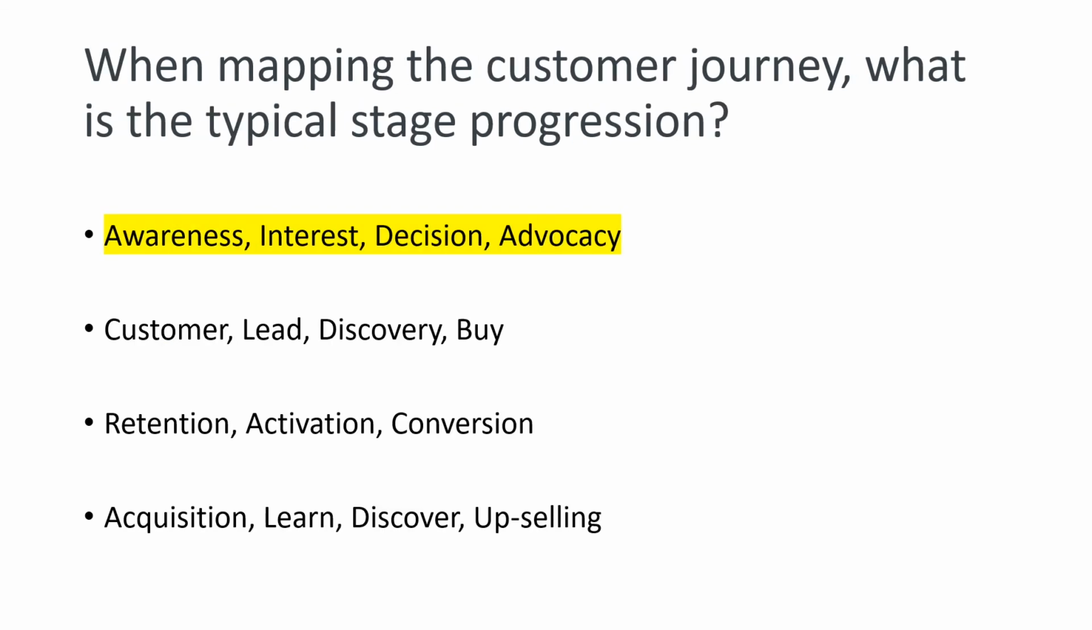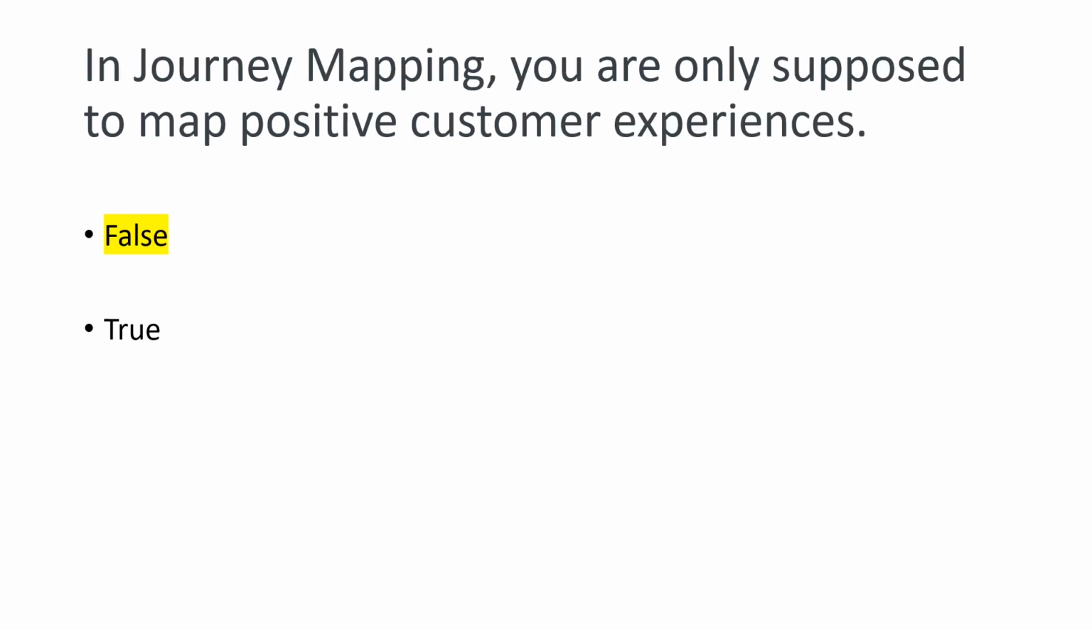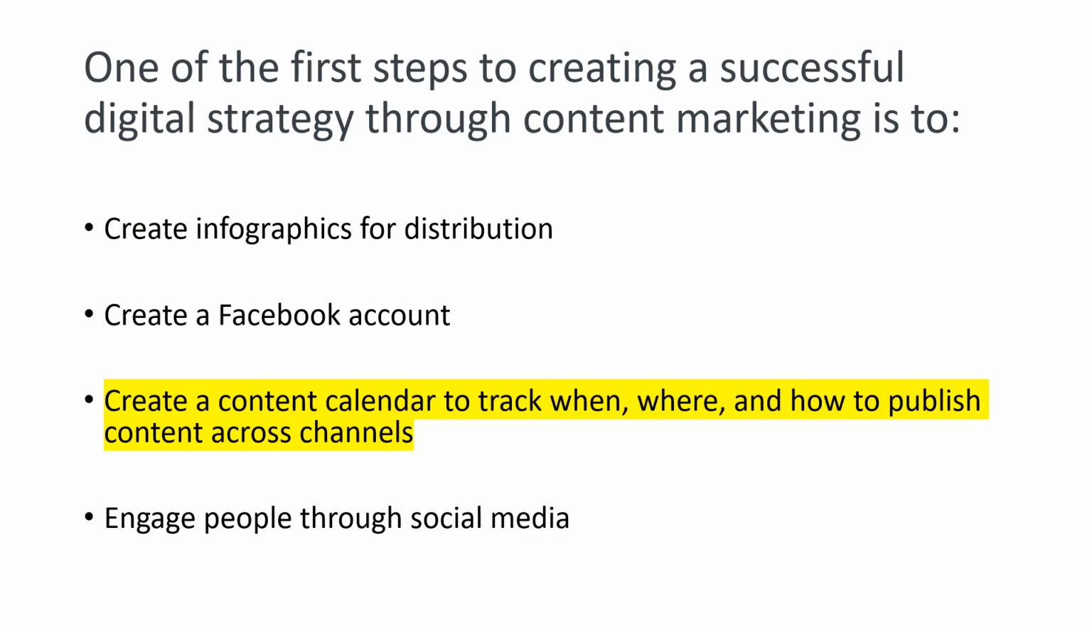312. When mapping the customer journey, what is the typical stage progression? Awareness, interest, decision, advocacy. 313. One of the first actions to develop a customer journey is to identify the customer persona or profile. 314. In journey mapping, you are only supposed to map positive customer experiences. False.